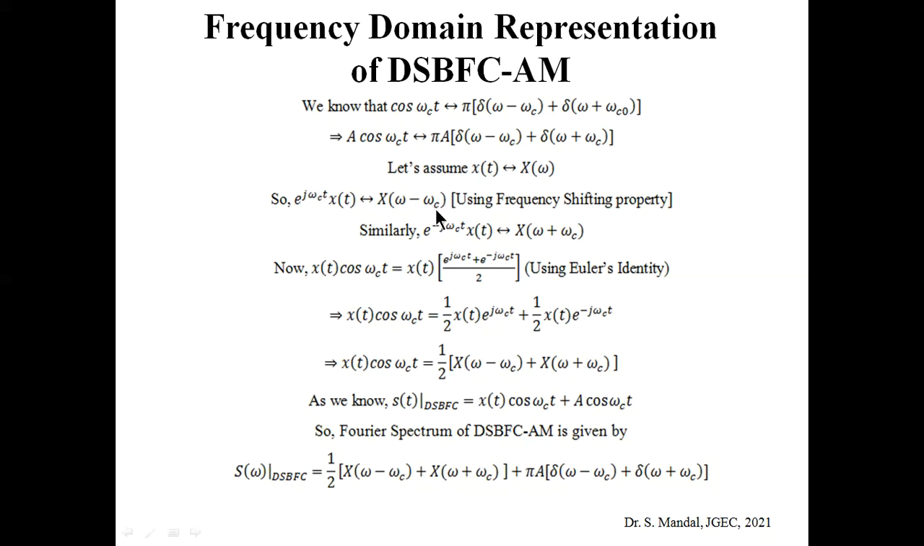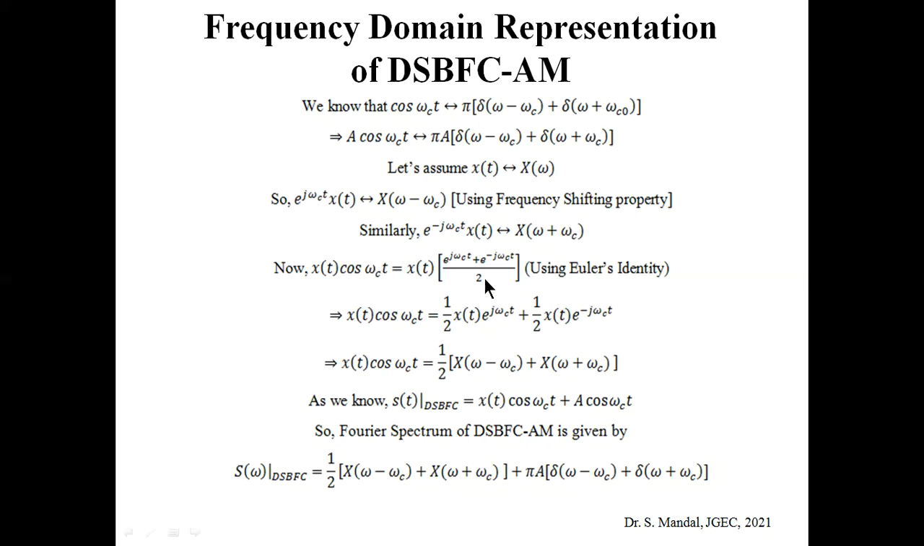So what is X(omega minus omega c)? That means X(omega) will be shifted to the omega c point. Similarly, the Fourier transform of e to the power minus j omega c t into x(t) is nothing but X(omega plus omega c). That means X(omega) will be shifted to minus omega c.